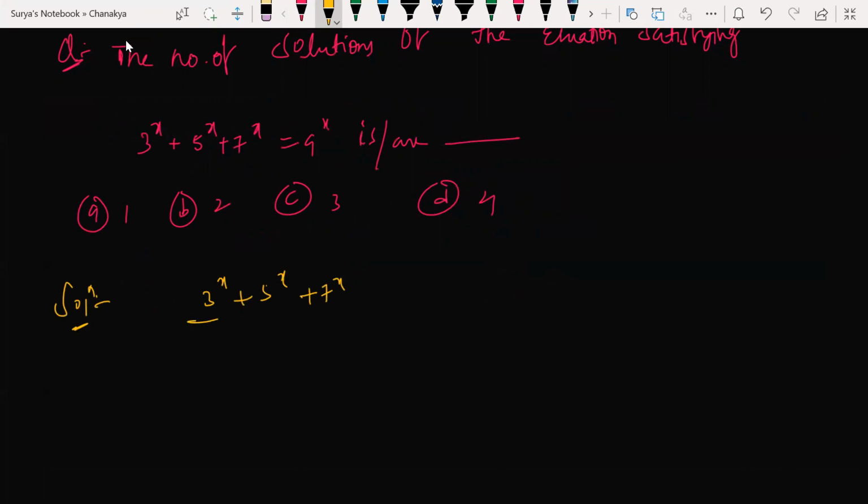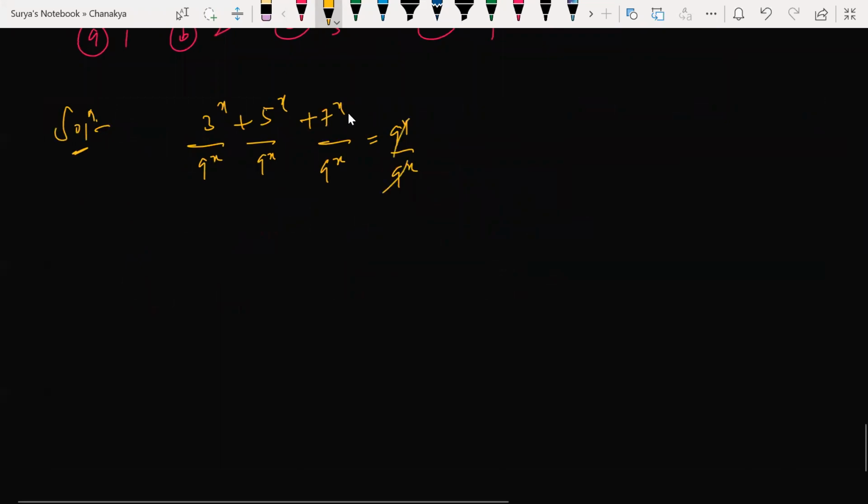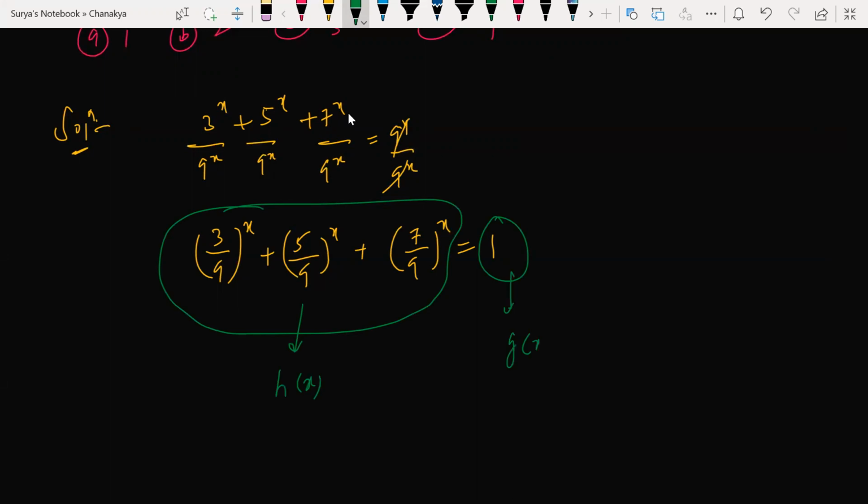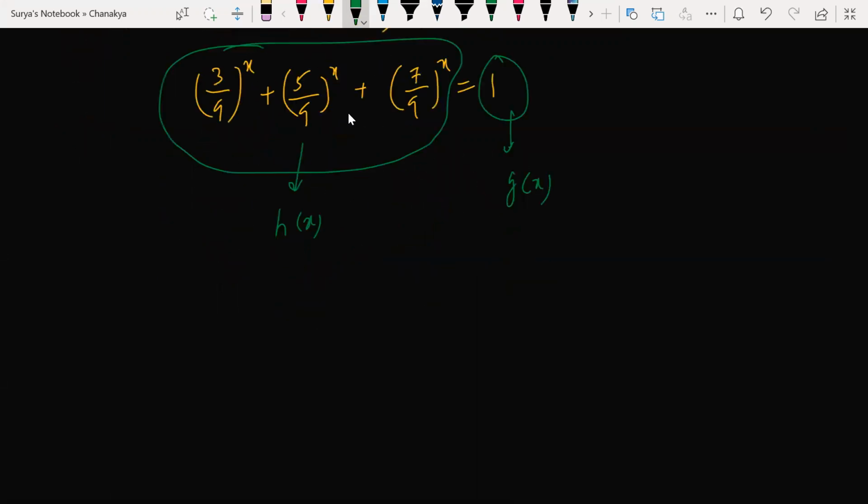Okay. So I can just divide by 9 to the power of x on both sides. 9 to the power of x by 9 to the power of x, so this will get cancelled. You can write this as 3 by 9 all to the power of x plus 5 by 9 all to the power of x plus 7 by 9 all to the power of x is equal to 1. Correct? So you got two types of functions here. This is my exponential function and this is my constant function. Let us give this function the name h of x, and I'm giving this one the name g of x. Cool. All right, I'm giving the two different names.